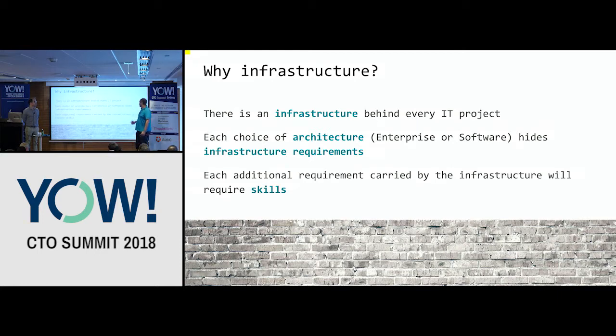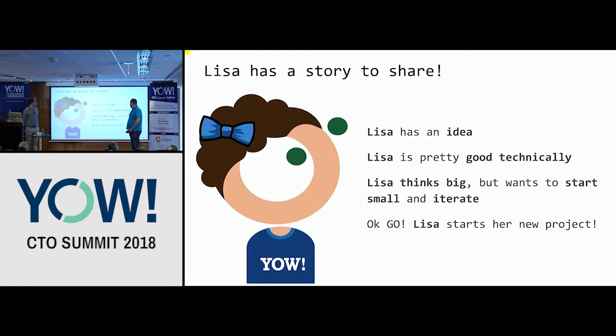And with these requirements, infrastructure will evolve, as we said, but the cost of your solution and the skill needed to maintain this solution will evolve too. So for that, during this presentation, we will illustrate that with the story of Lisa. Lisa is a kind of developer. She's really good technically. She's not only doing the development, she can also manage costs, build teams and so on. So yeah, she's something like a T-shaped girl.